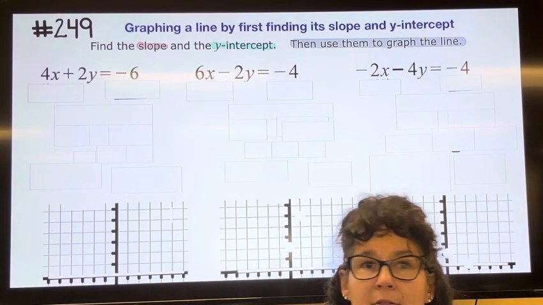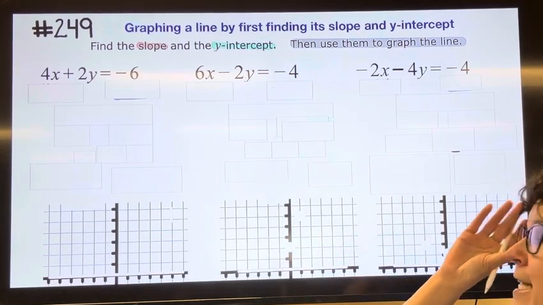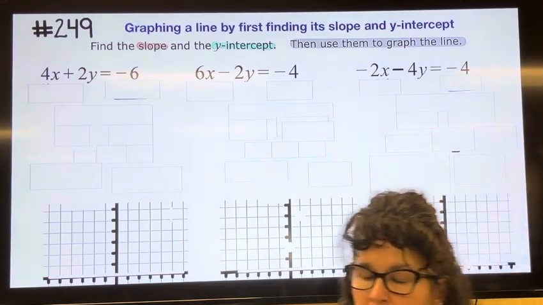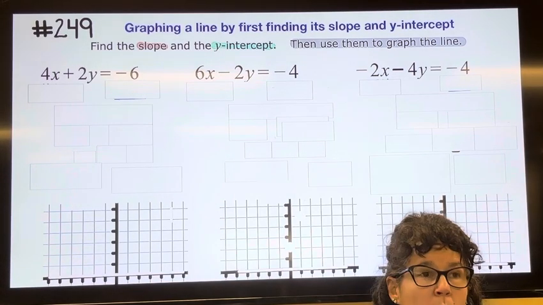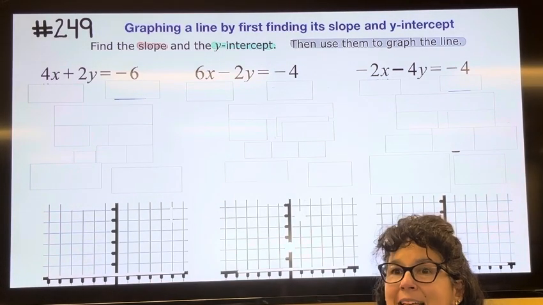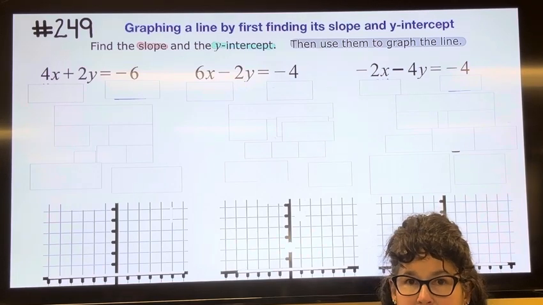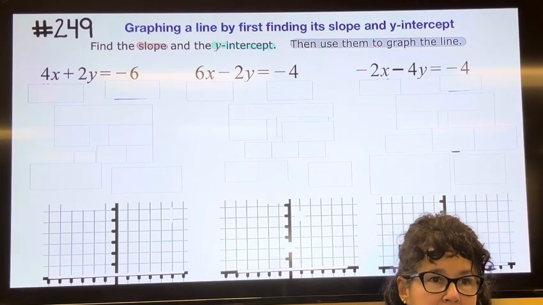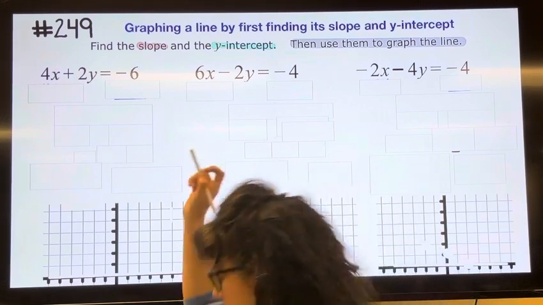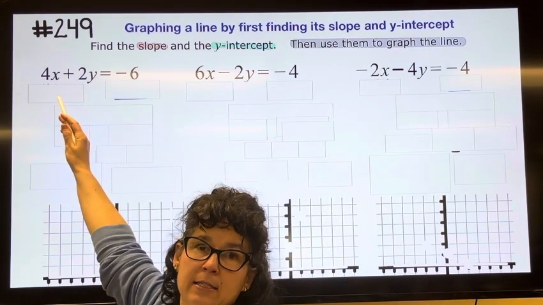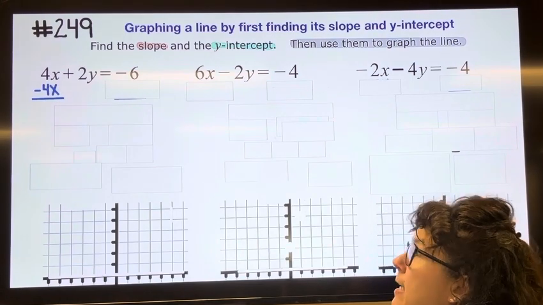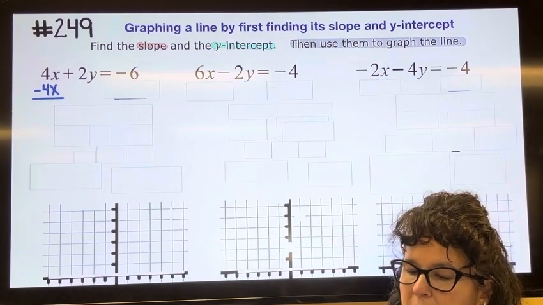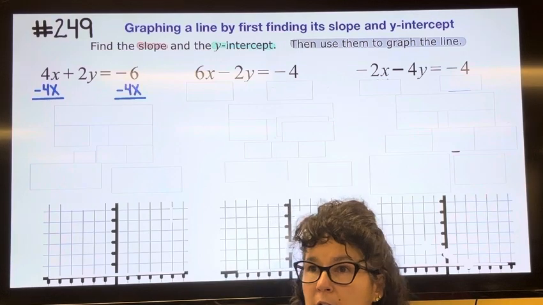So if I want to write this as y equals mx plus b, I need to get the y by itself. And yesterday we learned to do that. Step number 1 is to always add or subtract the x's to move the x's to the other side first. So here I have 4x. It's a positive 4x. So I'm going to subtract 4x. What I do to one side of the equal sign, I do to the other.